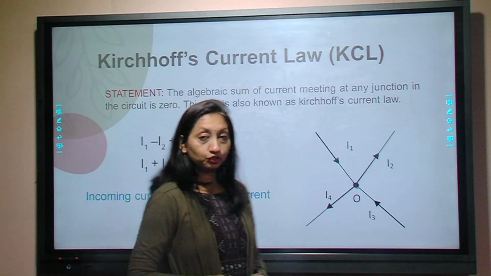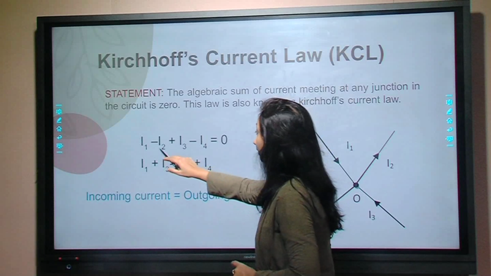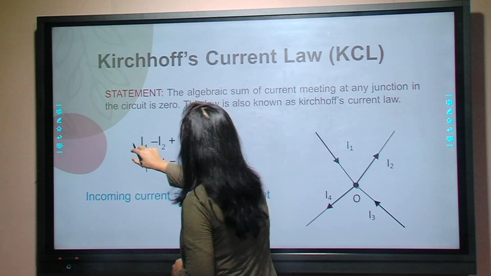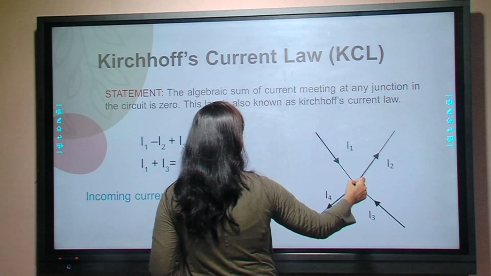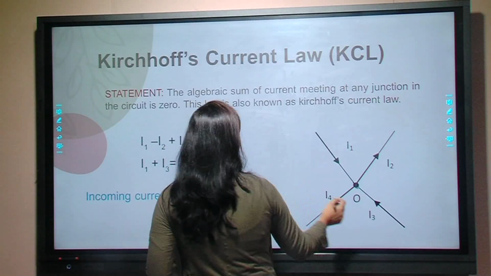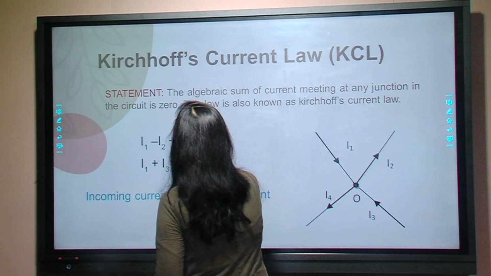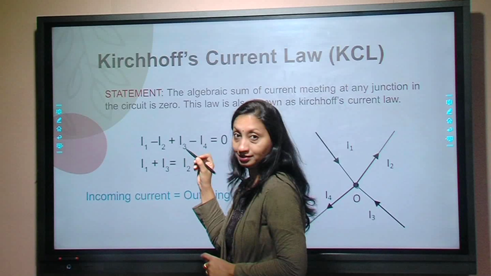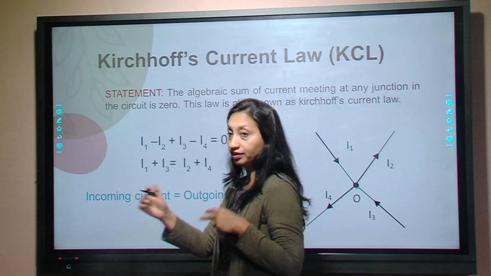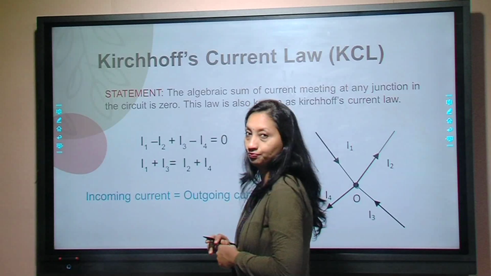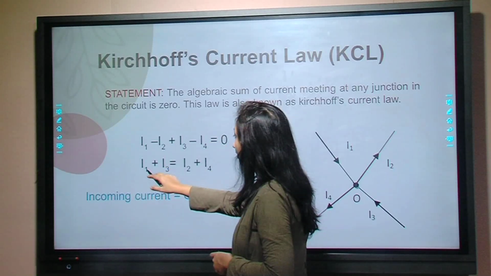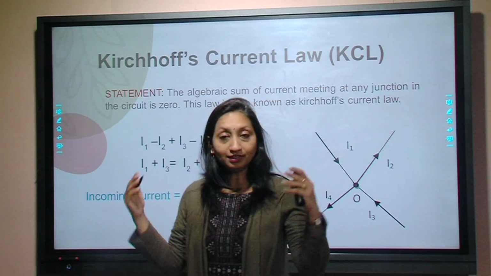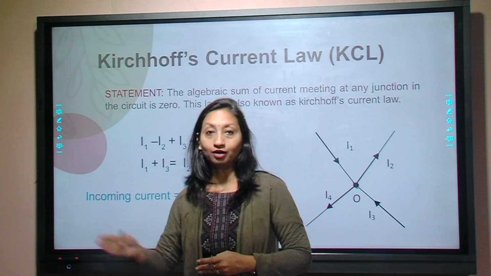By using Kirchhoff's current law, in the figure I1 is towards O, so I1 is positive, and I2 is outwards from O, so it is negative, minus I2. I3 is towards O, so it is positive, then I4 is again negative. If we sum all the currents, those entering and those leaving, we get the total current as 0. From this equation we can write I1 plus I3 equal to I2 plus I4. That means the incoming current is equal to the outgoing current.